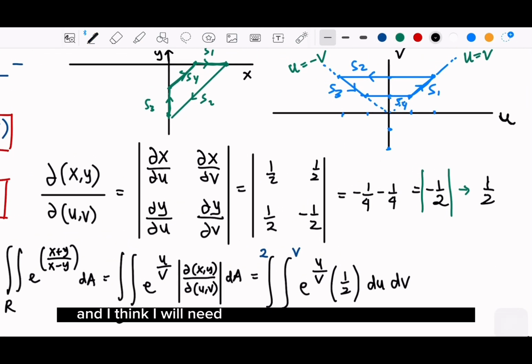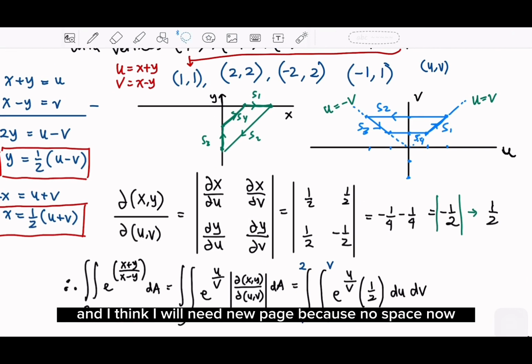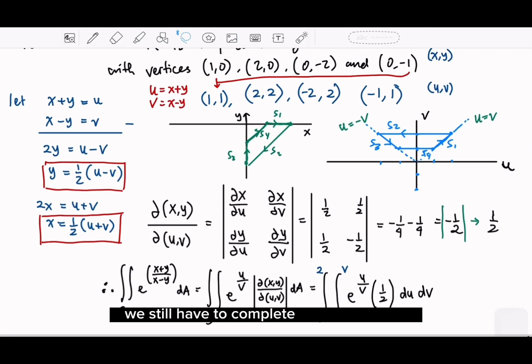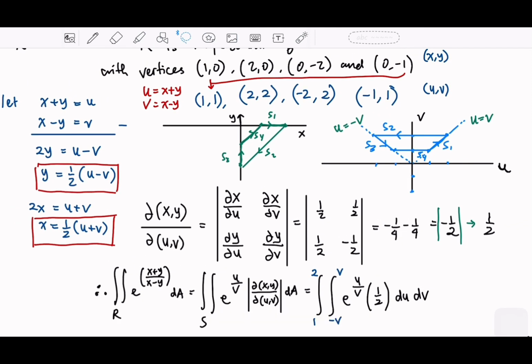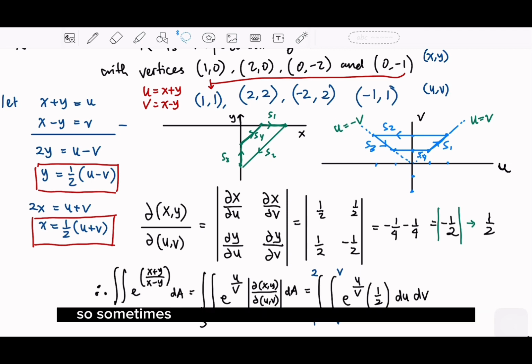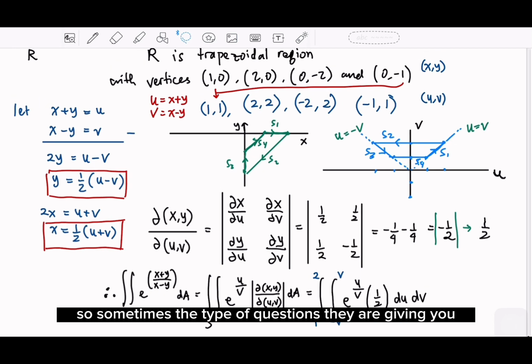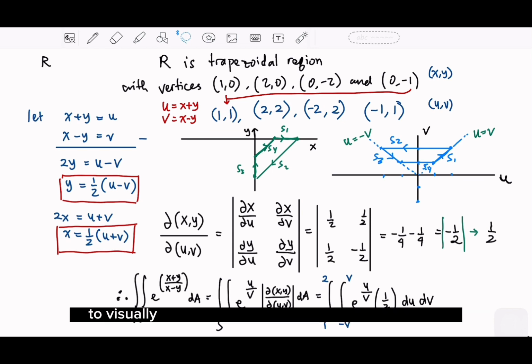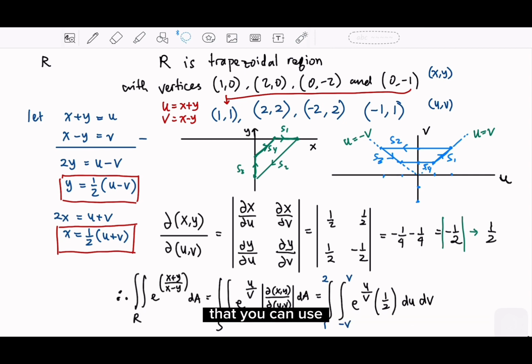And then as usual, we can take the inside integrations. And I think I will need a new page because there's no space now. So not yet finished. We still have to complete the integrations. Okay. But the idea is the Jacobian is here. So sometimes in the type of questions they are giving you some points to visually determine how the transformation will be, or perhaps they will give you some equations directly that you can use.